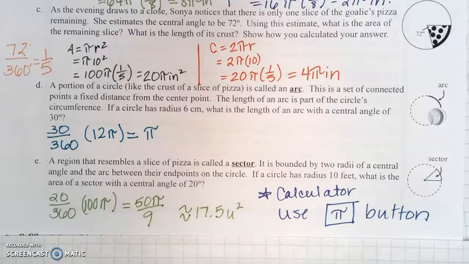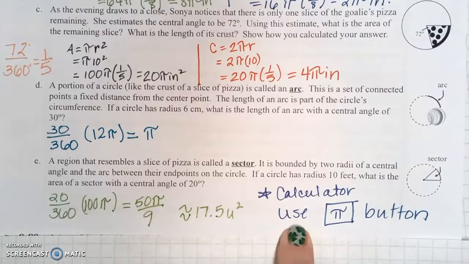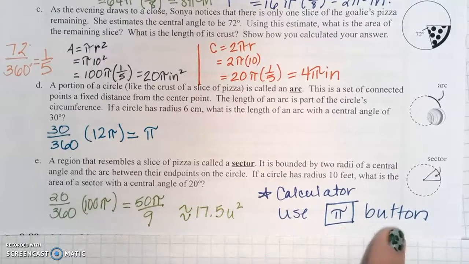Part E, a region that resembles a slice of pizza is called a sector. It is bounded by 2 radii of a central angle and the arc between their endpoints on the circle. If a circle has a radius of 10 feet, what is the area of a sector with a central angle of 20 degrees? So this one we are going to change to a decimal. And I do want you to write down that you're going to use the pi button on your calculator.